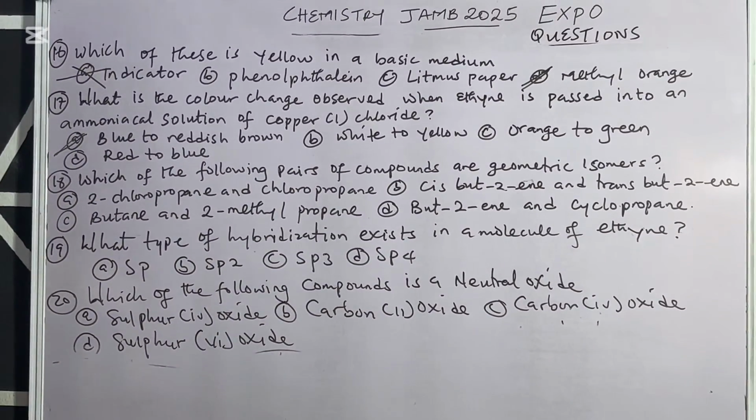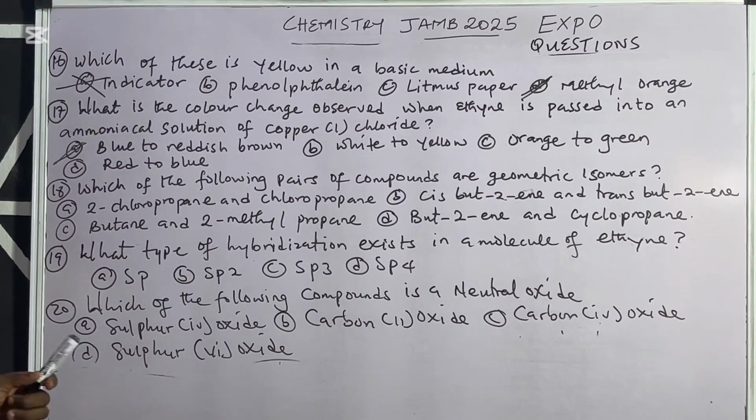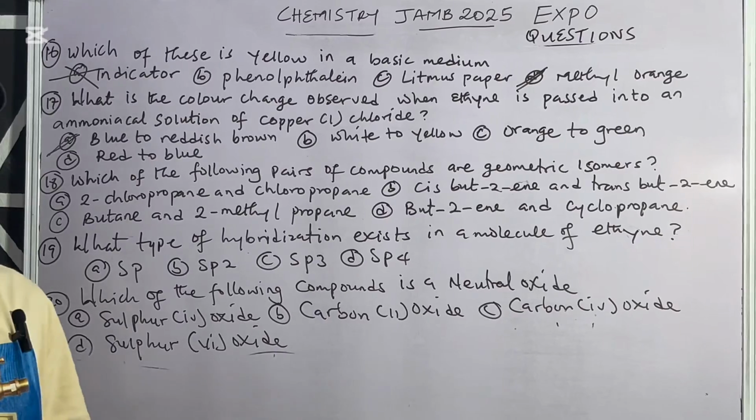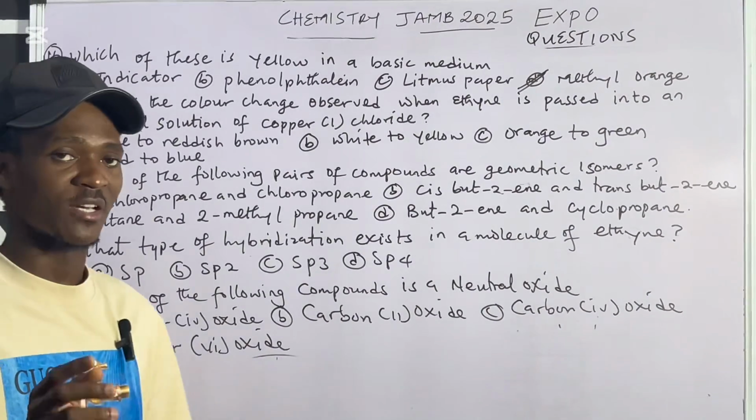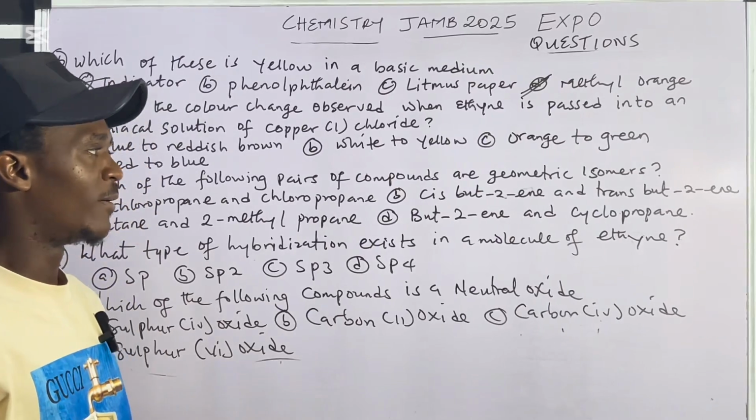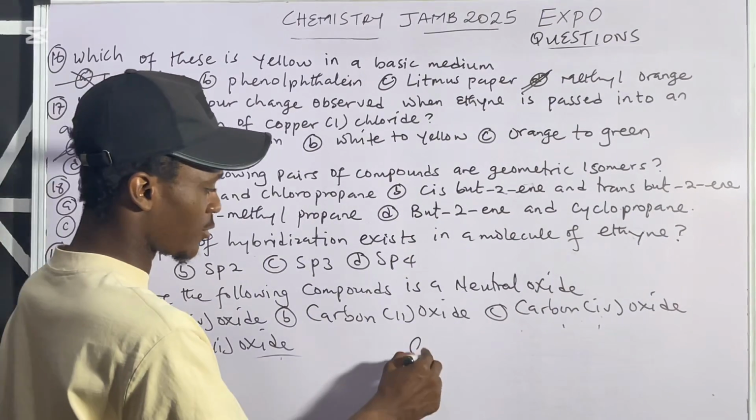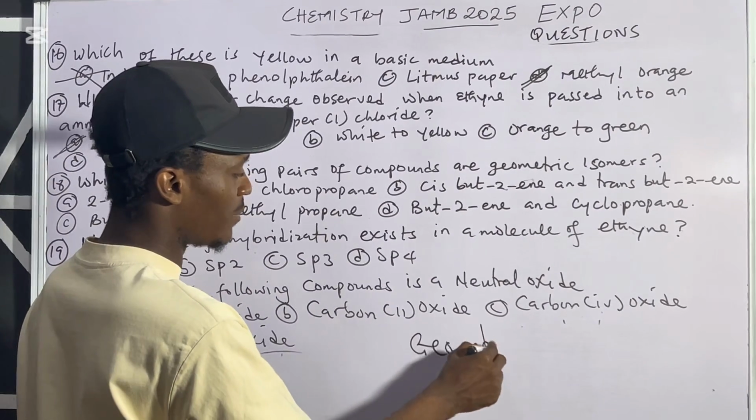Which of the following pairs of compounds are geometric isomers? There was a time I treated isomerism in this channel. You can check for it. Isomerism. Now, when we talk about geometric isomerism, what should come to your mind?